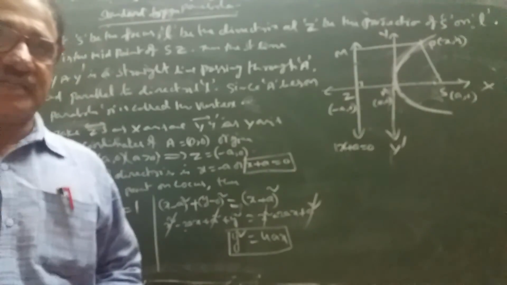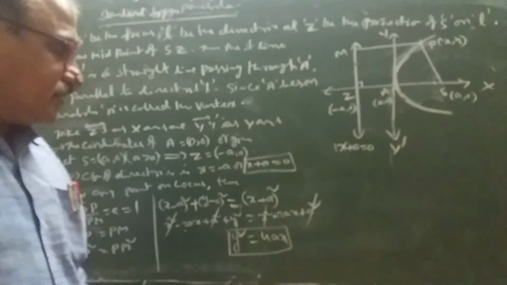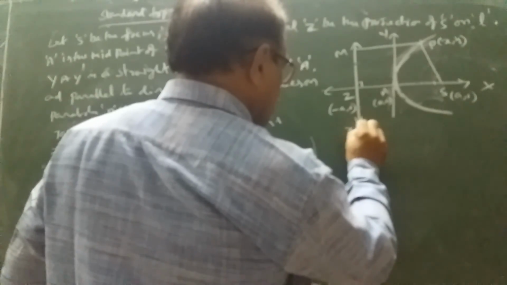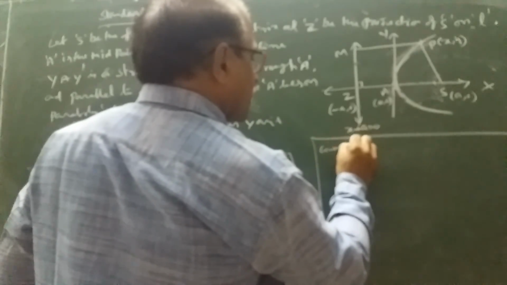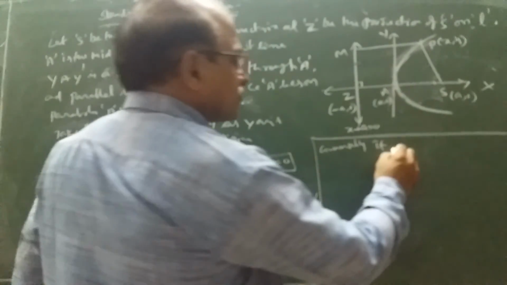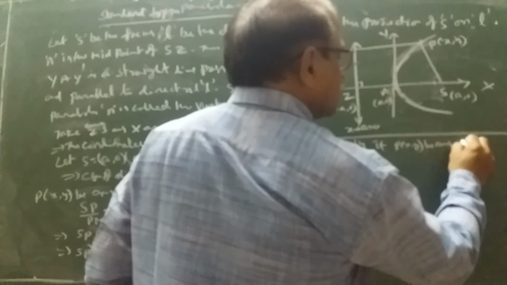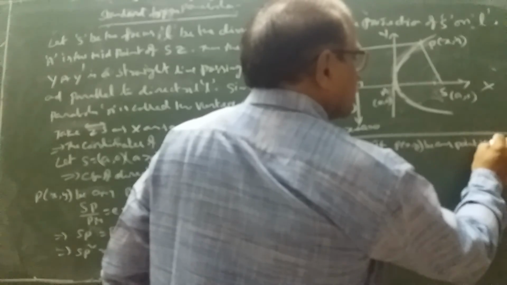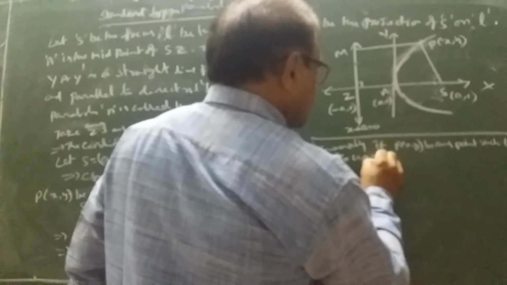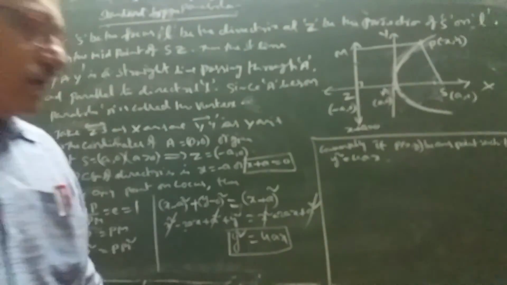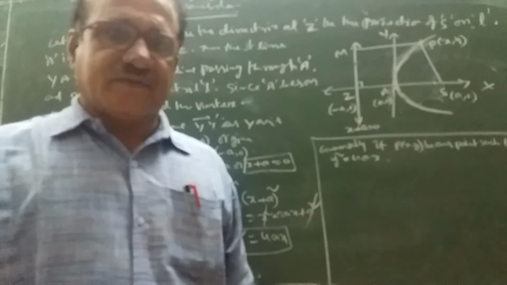This is the necessary condition. Conversely, if P(x, y) is any point such that y square is equal to 4ax, that means P belongs to y square equals 4ax.